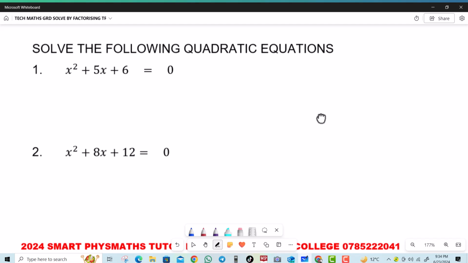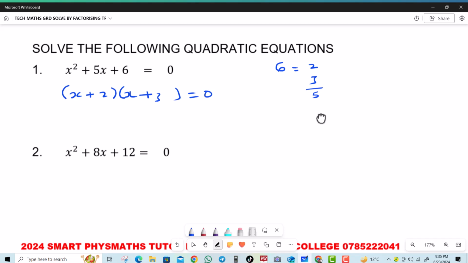Now, in this case, because of the square here, we're again going to have our two brackets like we said before. We're going to have x here, and then another bracket, x here. This time we're going to equate to 0. Now, look at the 6. Which factors of 6, when you add them, give you 5? We have 6 equals 2 times 3, and when you add, you get 5. So I'm going to say plus 2, and then plus 3.